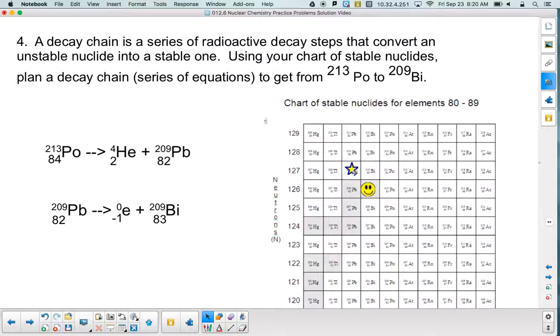which represents the loss of a neutron and the gain of a proton. The radioactive decay that represents trading a neutron for a proton is beta decay. So my second equation in this string is 209, 82 lead emits a beta particle to create 209, 83 bismuth, and I've made it to where I want to go.